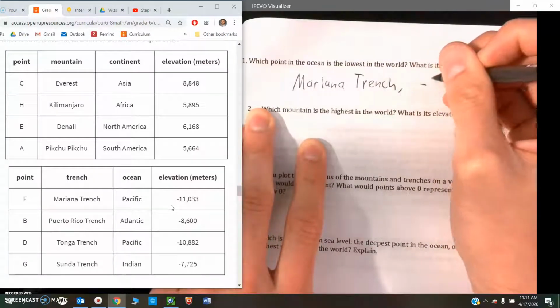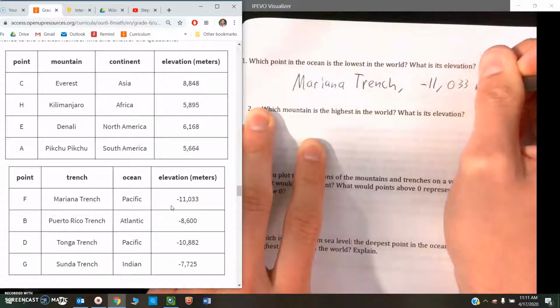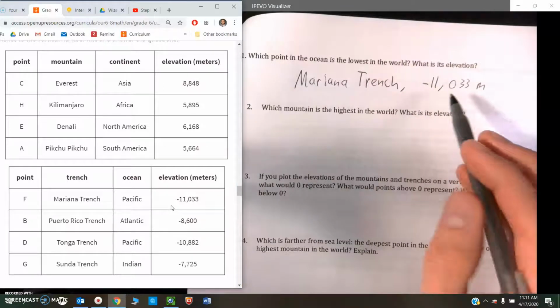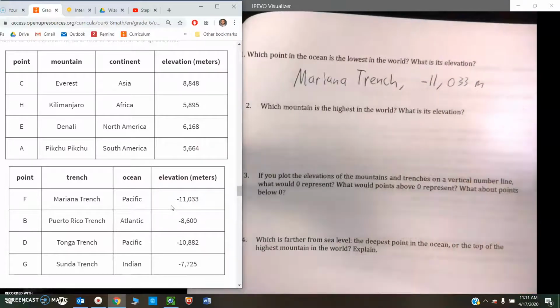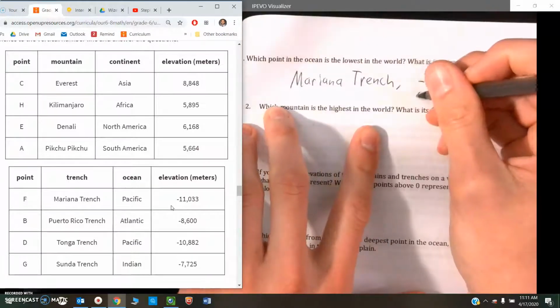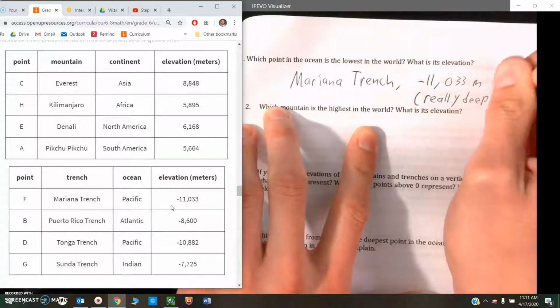Which is at negative 11,033 meters. So if you were floating on top of the ocean, you would have to swim down 11,033 meters to reach the bottom of the Mariana Trench. So that's deep, deep down. Really deep. Right, I'll make note of that.